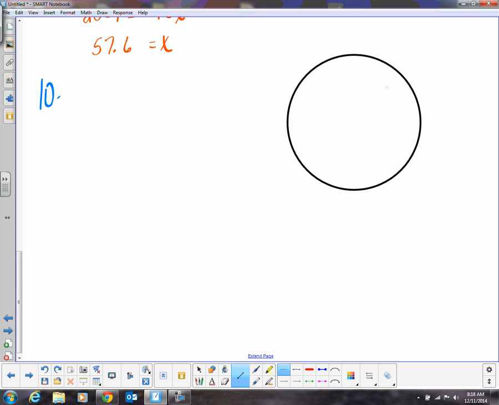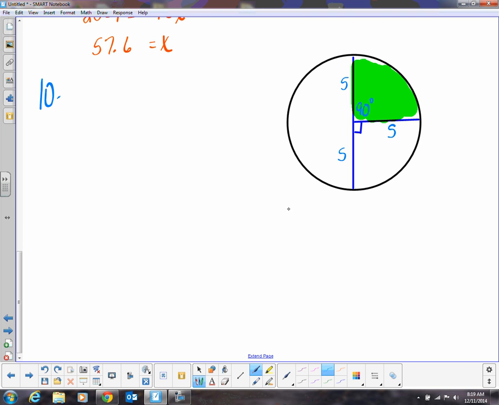Okay, so we've got this diameter, and we've got this. Well, you know what? I didn't draw my diagram to scale. They told you the diameter is 10. What does that make this segment? And this segment? Now this is shaded. Don't assume that they're asking for area. They could be asking for arc length. What is the degree measure of this right here? 90 degrees. All right. It says find the area.